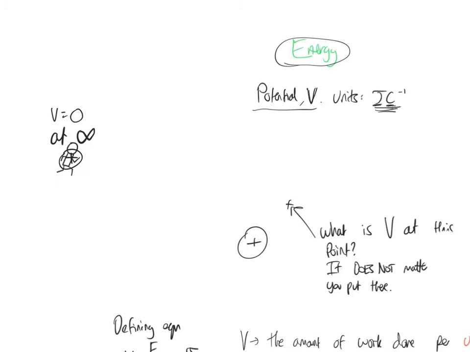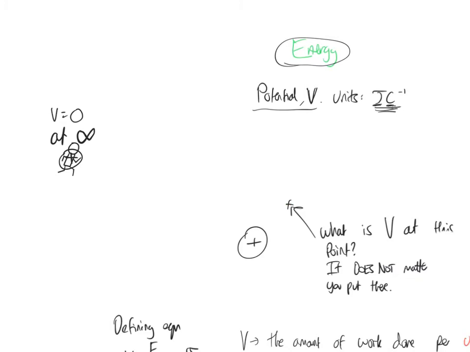We're going to imagine we've got a positive test charge over here. A test charge is just a charge that, we'll just imagine the charge on it is so small that it doesn't affect the field. It's a hypothetical thing. Because obviously, if I move this, it has its own field, which would affect what we're trying to say. And we want to know what is the potential at this point over here.